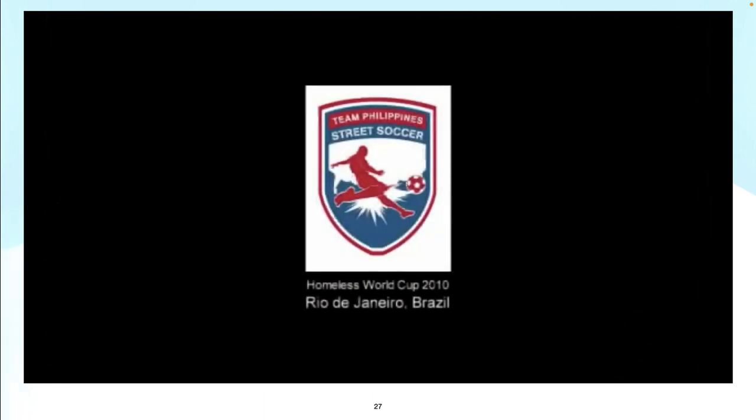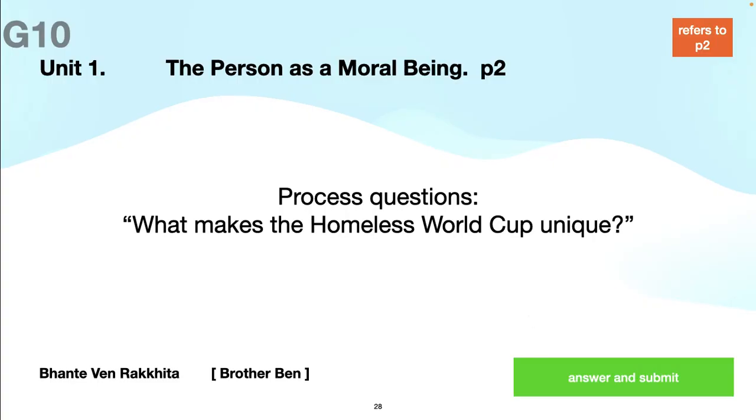All right, real message of hope there from the Homeless World Cup of 2010. So let's process that. What's that all about? What makes the Homeless World Cup unique? It's the only thing of its kind. It's very different to what's normally going on with sports, isn't it? So what's that about? So put your answer, and always pause this video.